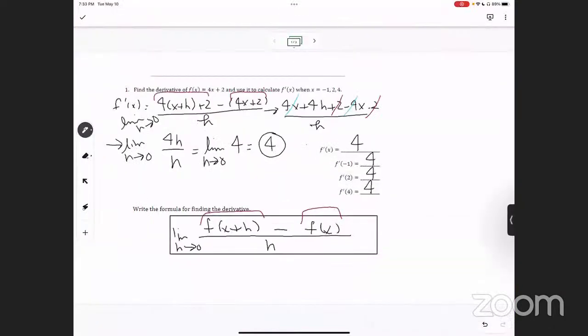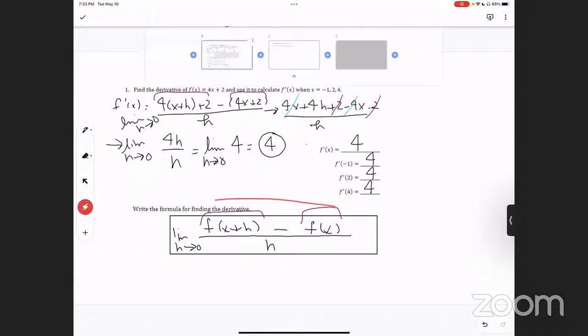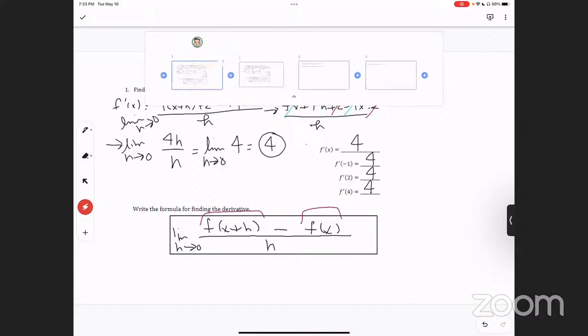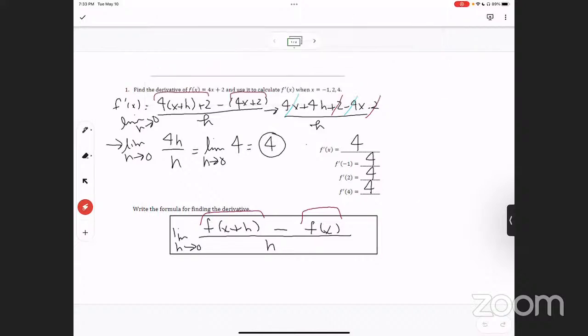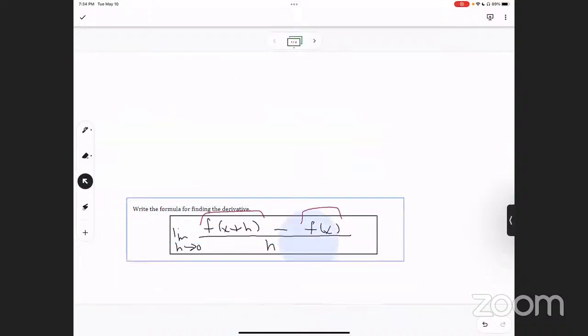So we're talking about limits. We're talking about derivatives and limits of derivatives. So here's the formula right here. And let me just explain that to you briefly. I'm going to duplicate this and clean up this slide so that it's just this that we're looking at.